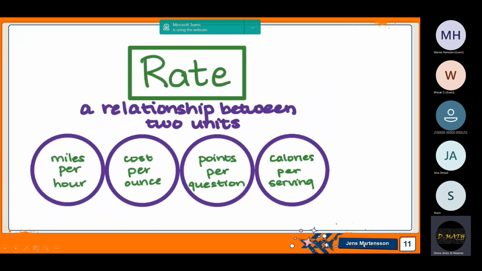Now, like here. So the rate is a relationship between two units, and they have different quantities, like miles per hour, cost per ounce, points per question. That's the most important example. Like each one question has 3 points. So if the example is 20 questions, it means it has 60 points.